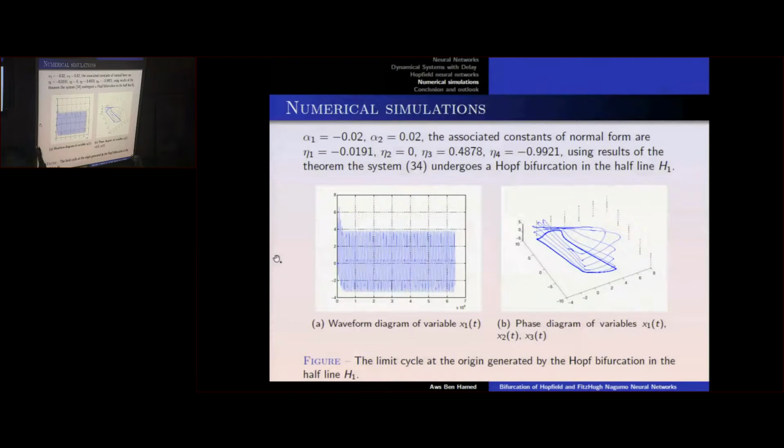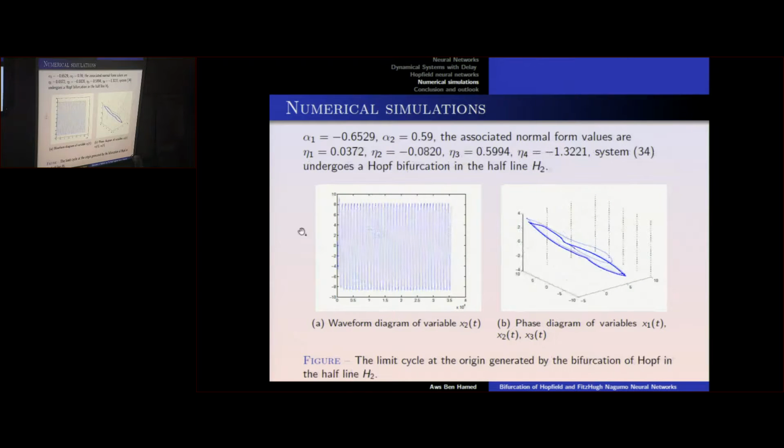We'll change now the parameters alpha 1 and alpha 2, and we'll find the second part of the theorem. We have eta 1 equal to minus 0.0, near 0, eta 2 equal 0, eta 3 and eta 4 minus 0.9, and this is the waveform diagram of variable x1. The phase diagram of variables x1, x2, x3 shows the limit cycle at the origin generated by the Hopf bifurcation on the half line h1. The Hopf bifurcation generated at the half line h2 is given by this phase diagram, with a change of alpha 1, alpha 2. Alpha 1 is equal to minus 0.6, and alpha 2 is 0.5.